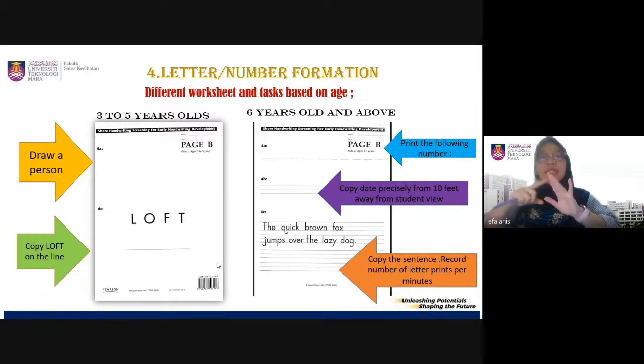Cuma dalam screening tools ni kita tak sekompleks. Cara kita tengok tu tak sekompleks. Dia tak ada macam kena pakai baris, check semua tu lah. Cuma kita akan tengok in terms of the legibility, alignment, benda yang juga dia tengok dalam Minnesota. And also kita kena set timer 1 minute. Kita nak tahu dalam masa 1 minit tu berapa budak tu boleh tulis.